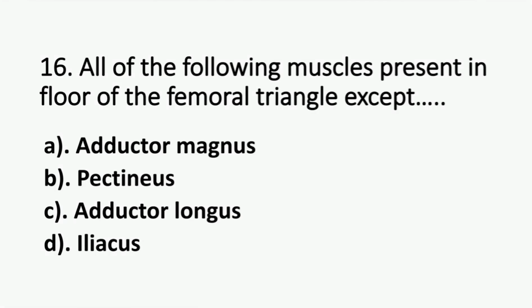Question number 16. All of the following muscles are present in the floor of the femoral triangle except: option A, adductor magnus; option B, pectineus; option C, adductor longus; option D, iliacus. The answer is option A, adductor magnus.